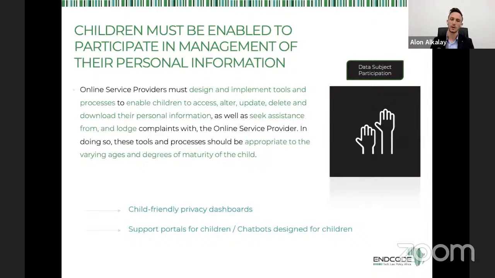Under this guideline, we'd recommend that OSPs incorporate child-friendly privacy dashboards. So we want it to be easy for a child to log onto a service or open a game or an app or a product and navigate in an easy way to a dashboard where they can have options to access their information or to edit it or to download it. And likewise, once again, bringing in the importance of representation by their parent, we want to recommend OSPs to incorporate support portals for children or chatbots that are designed to engage with children at varying ages. And OSPs really can be creative in how they incorporate this. And with technology, I think that there's a lot of opportunity to use the technology to enhance and enable the participation of children.